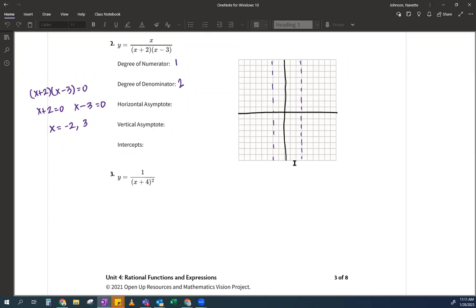And this is the first one that we've ever seen with 2 vertical asymptotes. Doesn't it make sense for us to have 2 vertical asymptotes? Doesn't that make sense? Yeah, because there are two different numbers that'll make my function undefined. So that means I've got to go here.